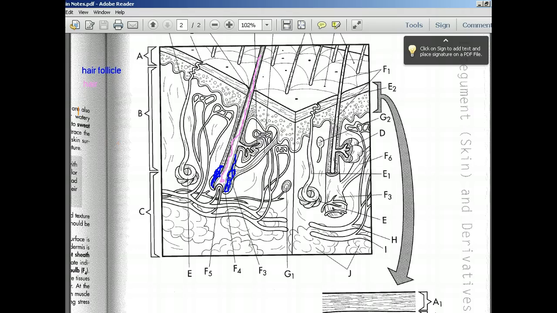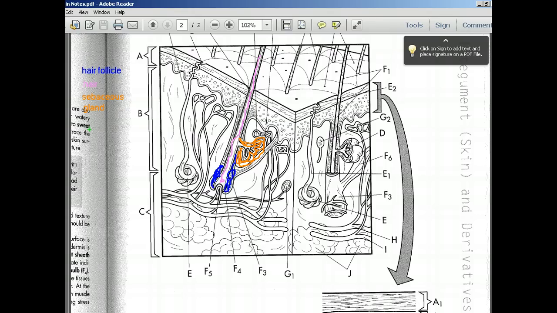Now next to the hair is the sebaceous gland. The sebaceous gland produces an oil known as sebum, and sebum helps keep the hair follicle lubricated and keeps the skin moisturized, which is important for cutting down on water loss. So that area there is the sebaceous gland.